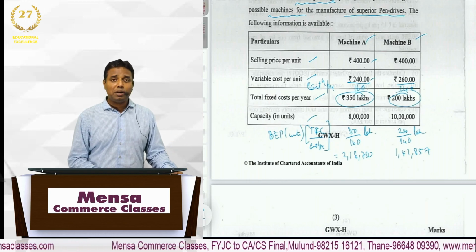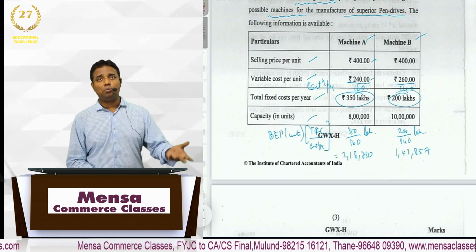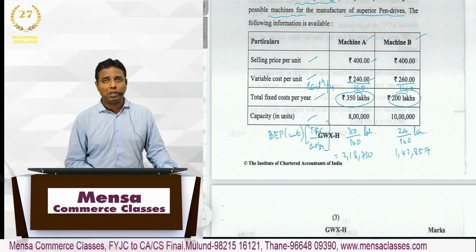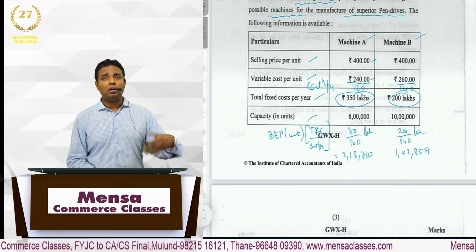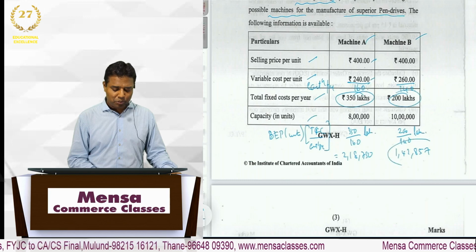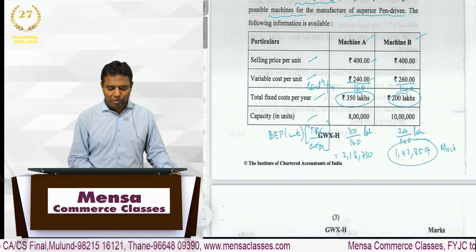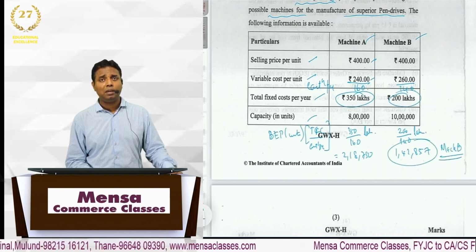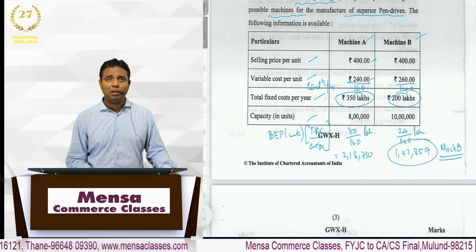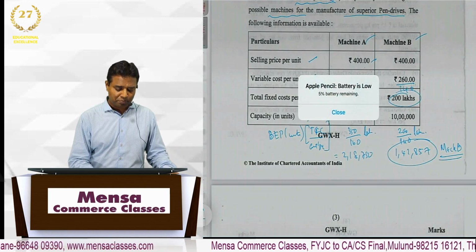So whichever machine has a lower BEP should be given priority. Why? Because the lower the BEP, the faster you will reach your BEP, and you will start earning profits at an early stage. Correct. So obviously which machine will be recommended? Machine B will be recommended, as it has a lower BEP and earlier profits, and that is why machine B will be recommended for sub question 1.